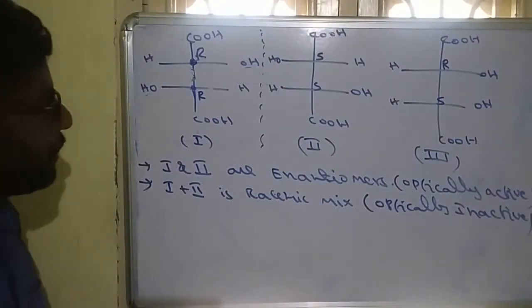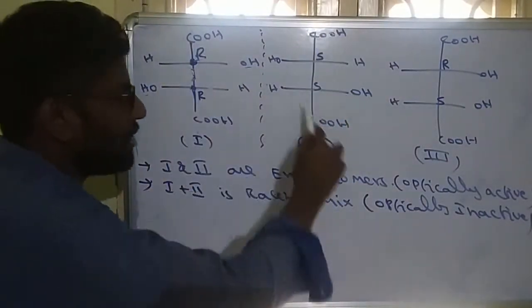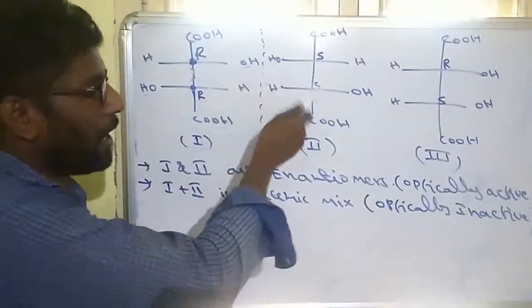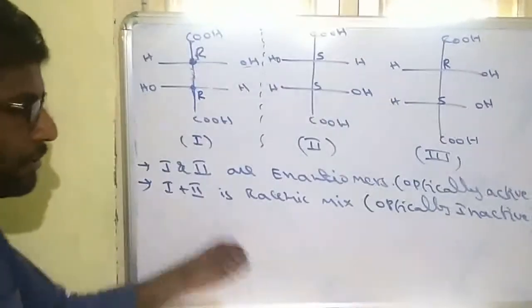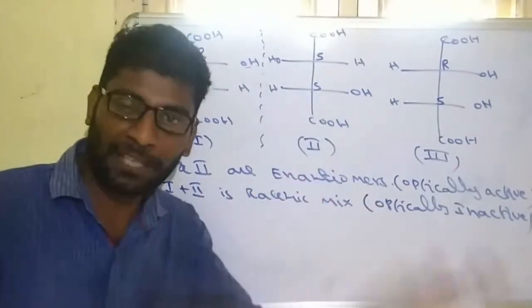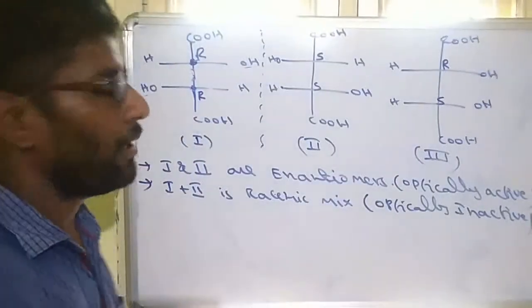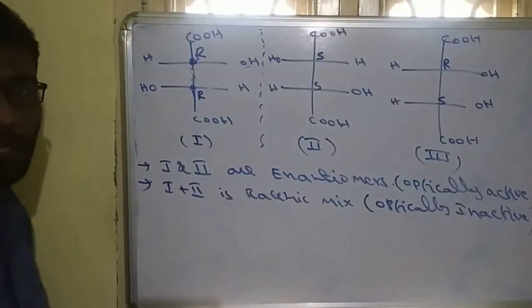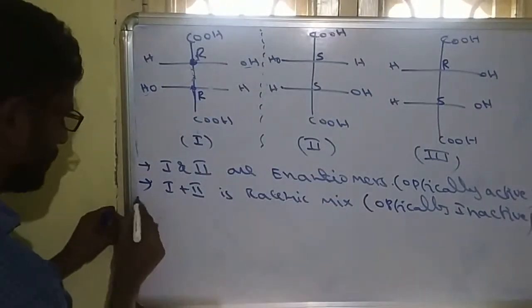Why is it inactive? Because one is the R isomer, the other is the S isomer. On mixing, both R and S will cancel together. So due to external compensation, external cancellation, it is optically inactive. So a racemic mixture does not show optical isomerism. Both will cancel together.